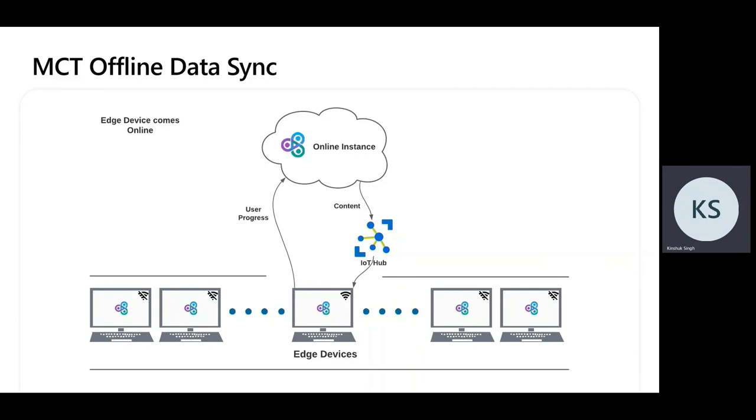Similarly, for content sync, we leverage Azure IoT Hub to send messages whenever new content is added or existing content gets updated on the online instance. Once these messages are received by the offline device, it pulls the latest version of the content from the online cloud instance and then updates its data locally. This allows the users to move seamlessly from online to offline world and vice versa without losing any progress. There are a lot of such features that are still under works, and we are constantly innovating on behalf of our customers to provide an amazing experience.